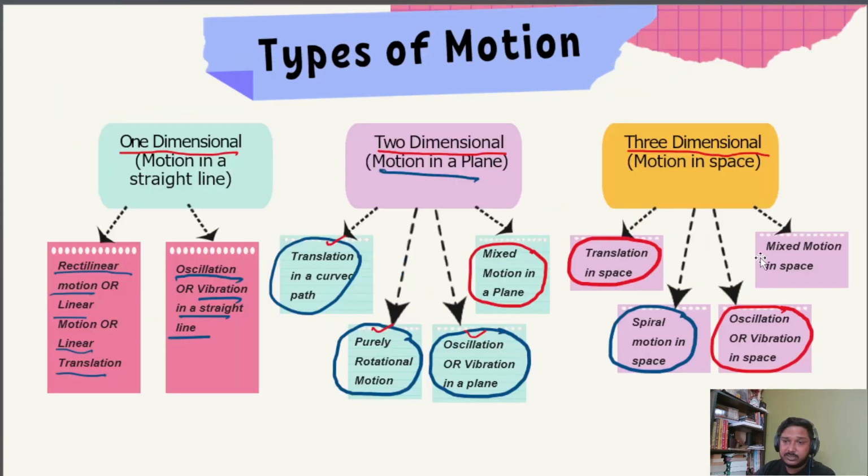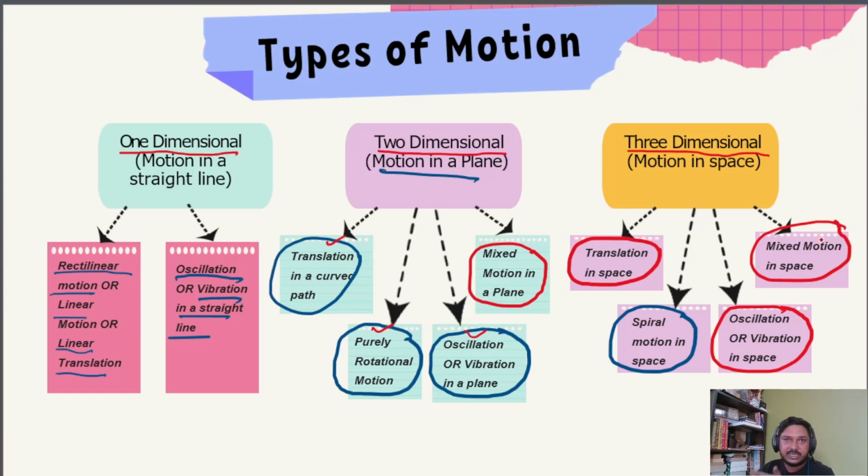Now the fourth one is, as you can understand, a mix of all this. If a particle has a translation motion, spiral motion, as well as oscillation or vibration in space, all this mixed together will make a mixed motion in space.